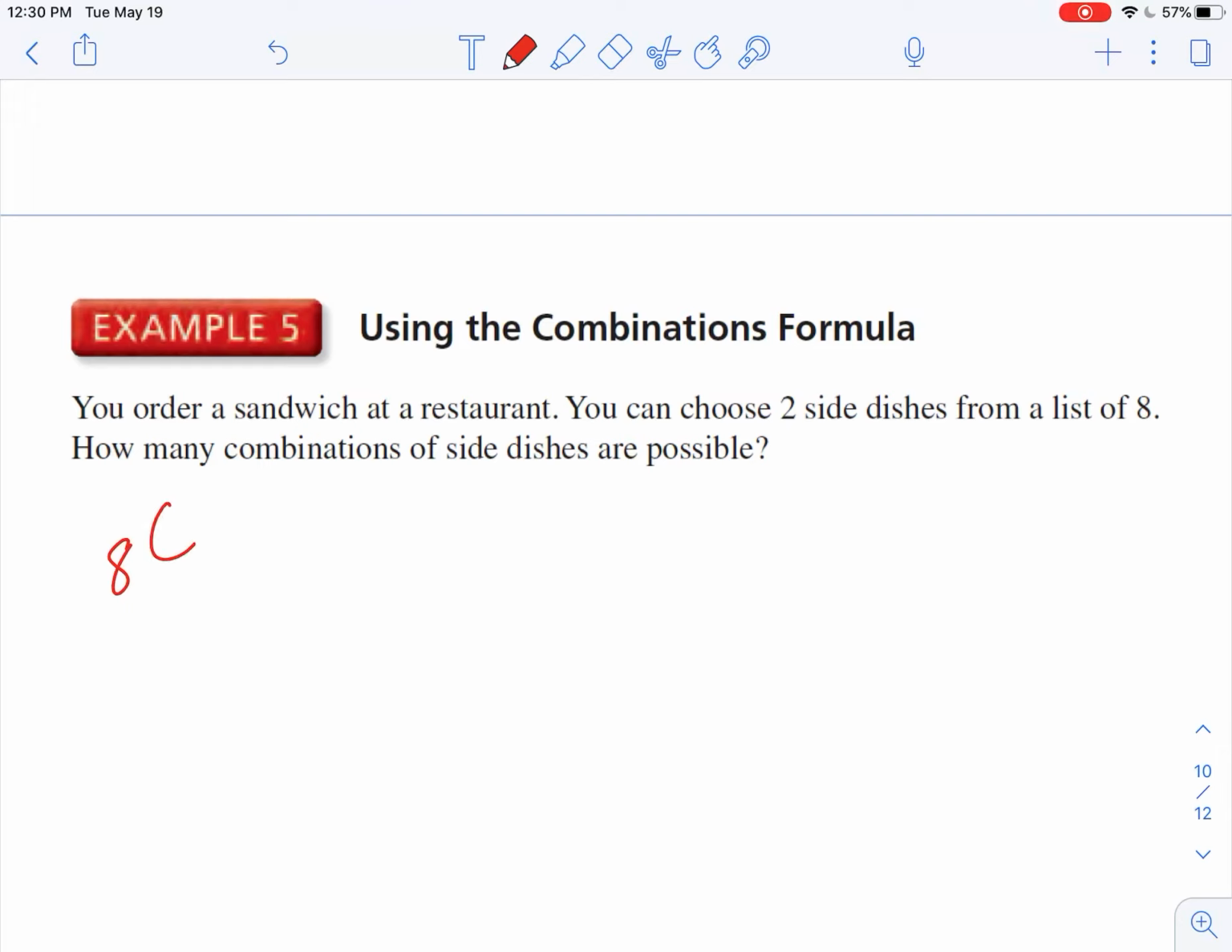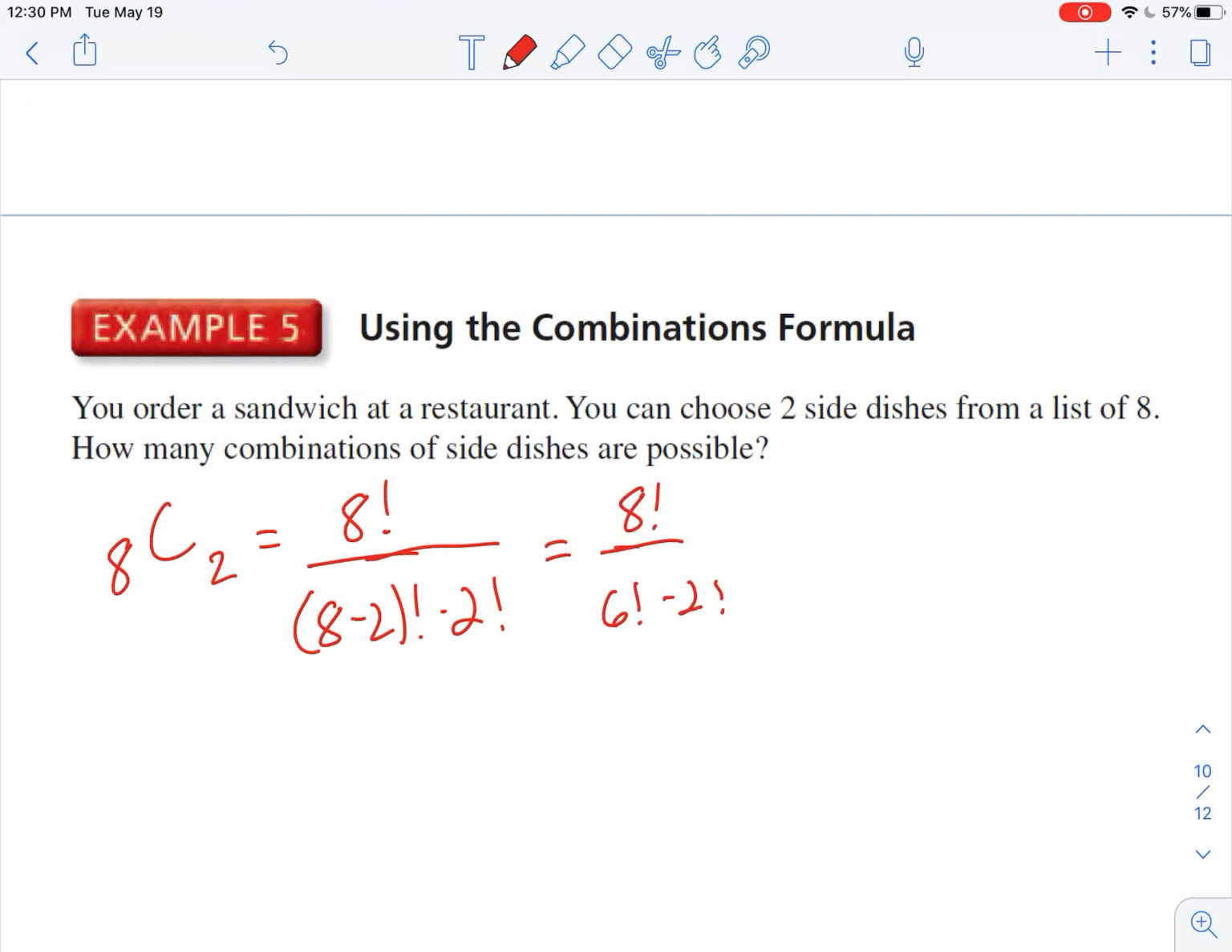So 8 combinations taken 2 at a time is 8 factorial divided by 8 minus 2 factorial times 2 factorial. So we're looking at 8 factorial divided by 6 factorial times 2 factorial. That's 8 times 7 times 6 all the way down to 1, divided by 6 all the way down to 1 times 2 times 1. As we talked about earlier, the 6's all the way down will cancel. 8 divided by 2 is 4, and 4 times 7 is 28. There are 28 different combinations you could have where you get groups of 2 out of 8 to choose from.